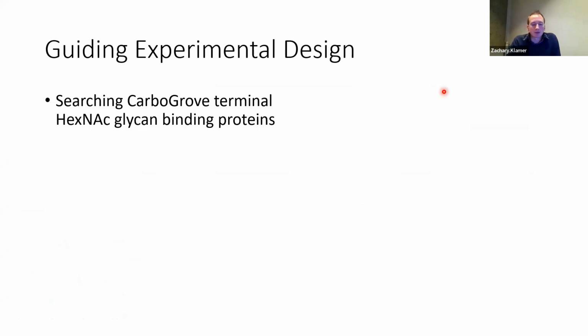One example we've had before is we had some mass spec data on PDAC samples, and we found in that mass spec analysis that there was a terminal hexac motif, which was particularly interesting, but we didn't know the exact isomer of the hexac motif. So we had to design an experiment to probe that question. First, we searched CarboGrove using the motif search feature to get a wide range of terminal hexac glycan binding proteins.